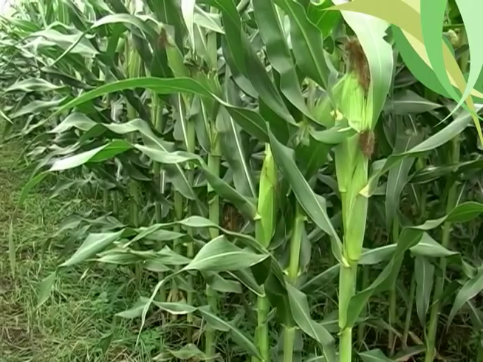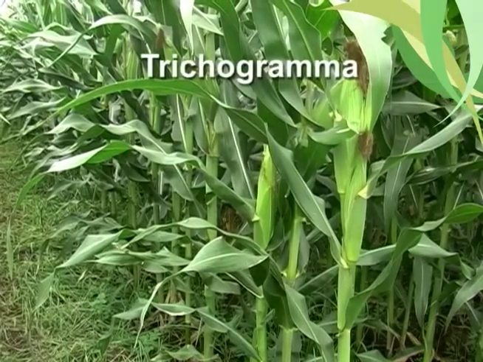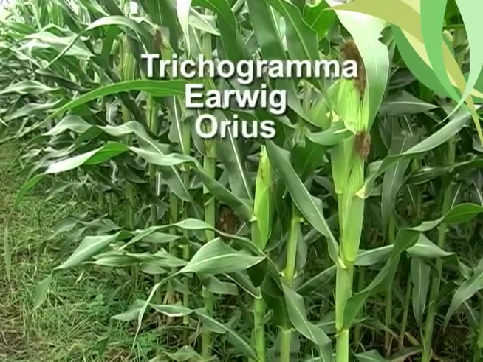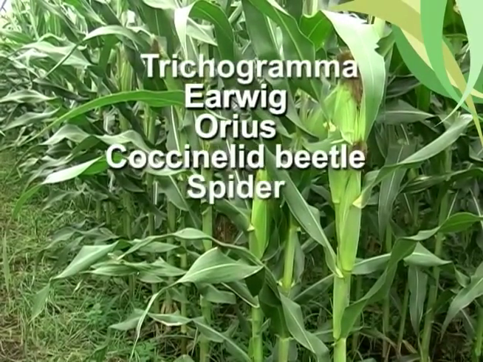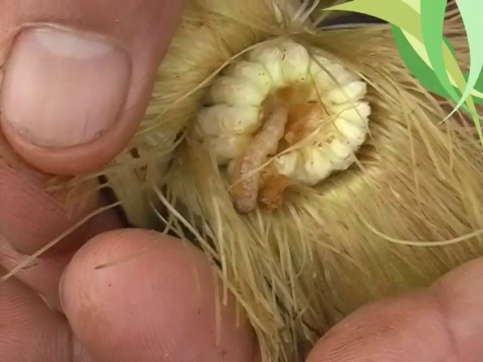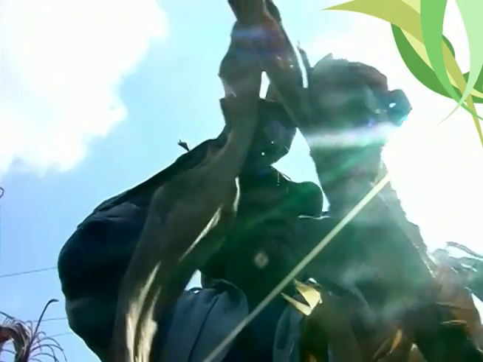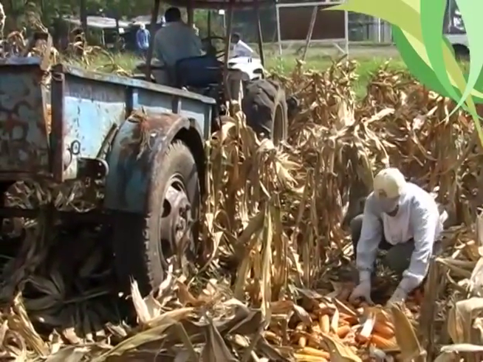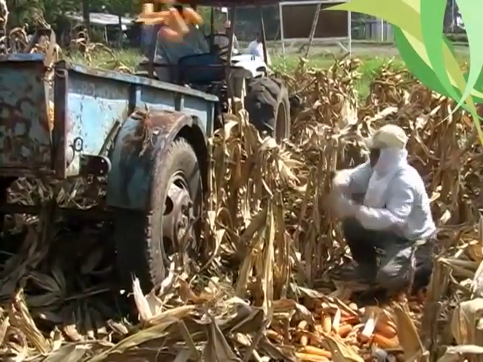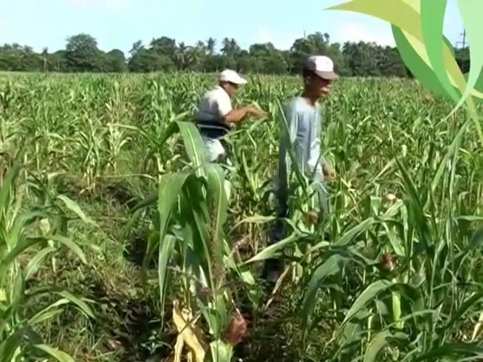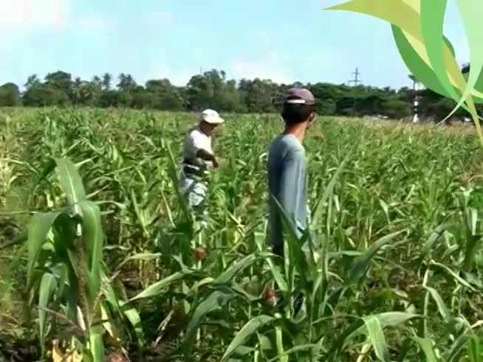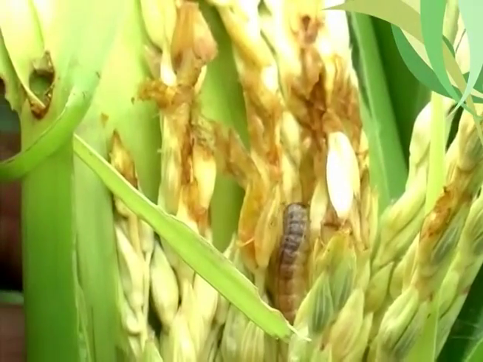If there would be high population of Trichogramma, earwigs, Orius, coccinellid beetles and spiders, Asian corn borer will not be a major problem. You too can save farm inputs, reduce Asian corn borer population, and increase income. Conserve the population of the natural enemies and get rid of these destructive Asian corn borers.